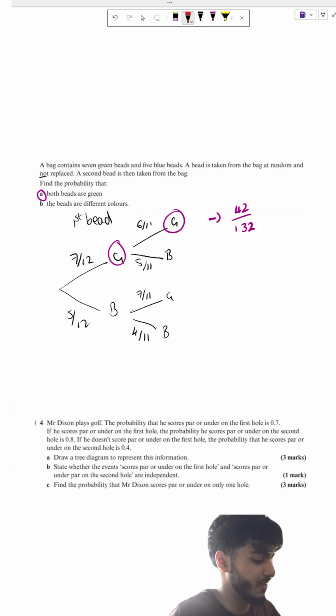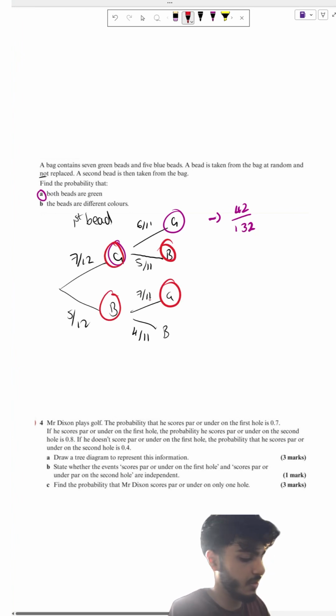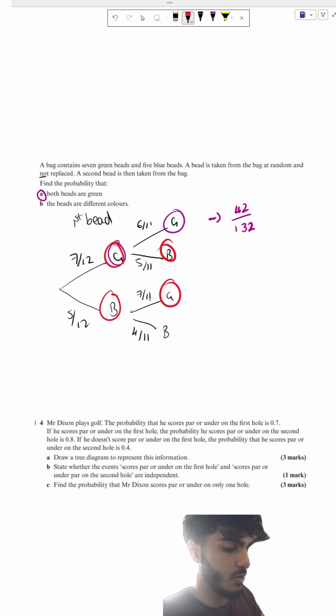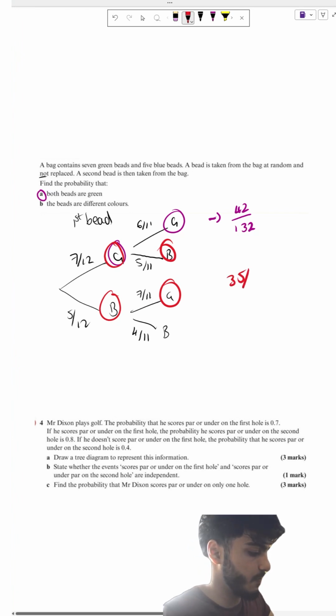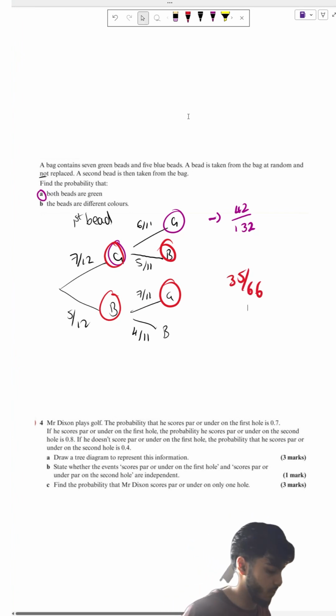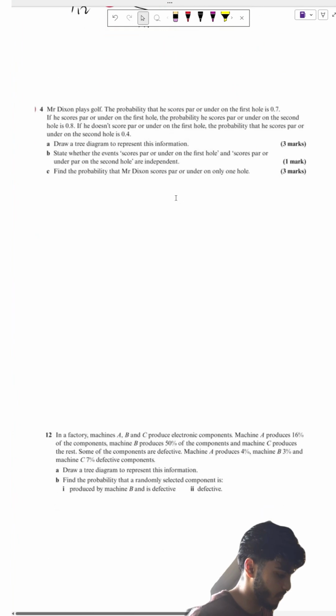You'll be fine. Different colors, so green and blue and green. That's going to be 7 over 12 times 5 over 11. Okay, plus 5 over 12 times 7 over 11, and you should get 35 over 66. Cool. You know what? This stuff is very easy. I'm gonna skip through that.